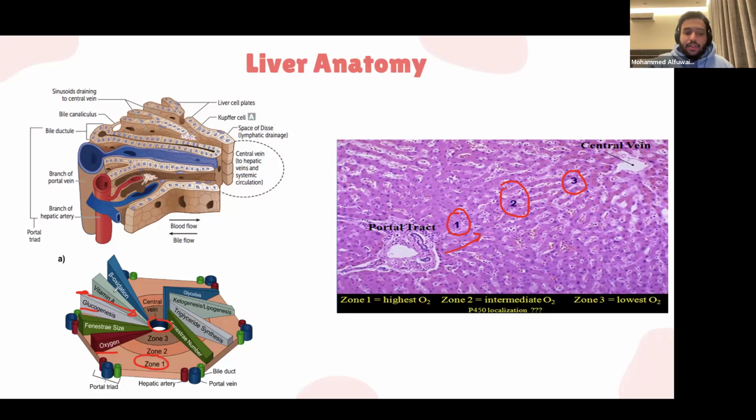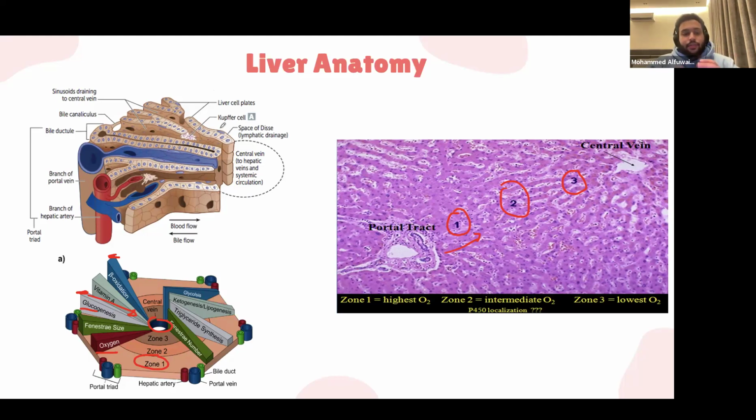Then you have beta oxidation, which is to break down fatty acids. Again, it will be highest over here because later on you want it to all dump into the circulation. As for the rest of it, you have glycolysis, which is going to be over here, and that's more in zone 3. Ketogenesis more in zone 3. Triglyceride synthesis is more in zone 3, and so on, okay?